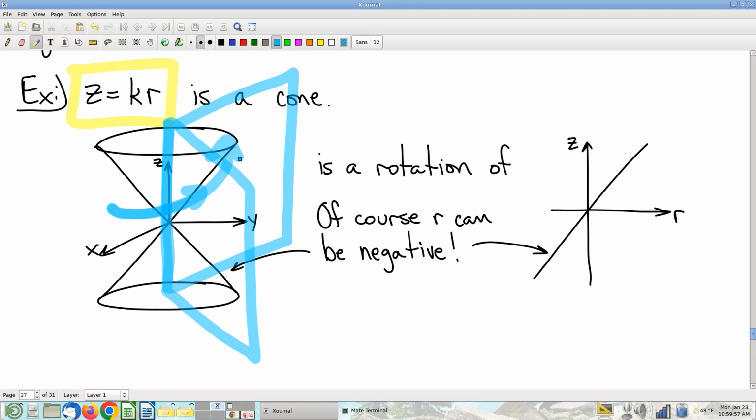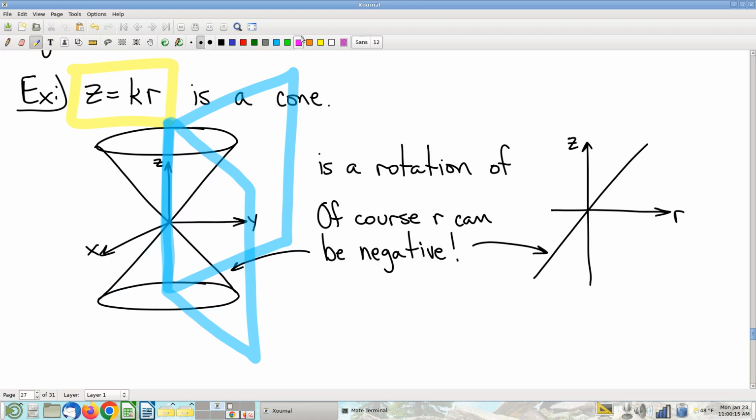Well, different thetas, but theta isn't in the equation. So these cross sections should look exactly the same. Right? No thetas means it doesn't matter what theta is. You get the same answer no matter what theta is. And what do you get for each of those values of theta?